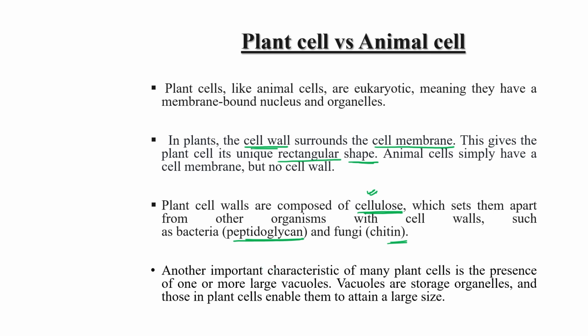Another important characteristic is that this plant cell has one large central vacuole, as I already told you. This vacuole acts as a storage organelle for different kinds of food particles, and that's why it stores food. It is also involved in some other kinds of functions.